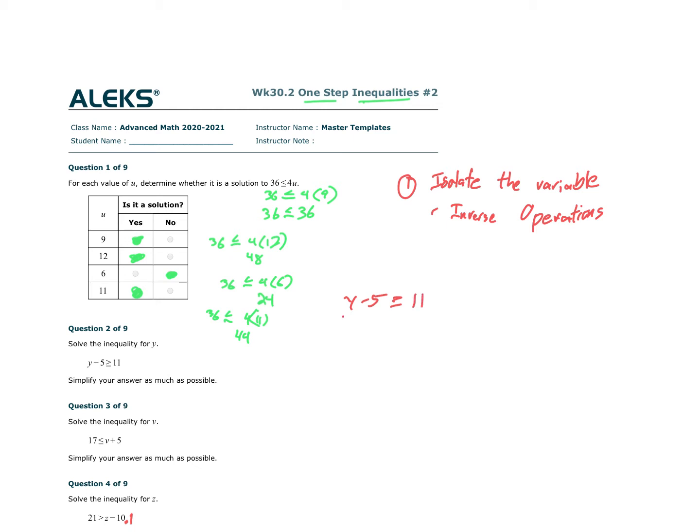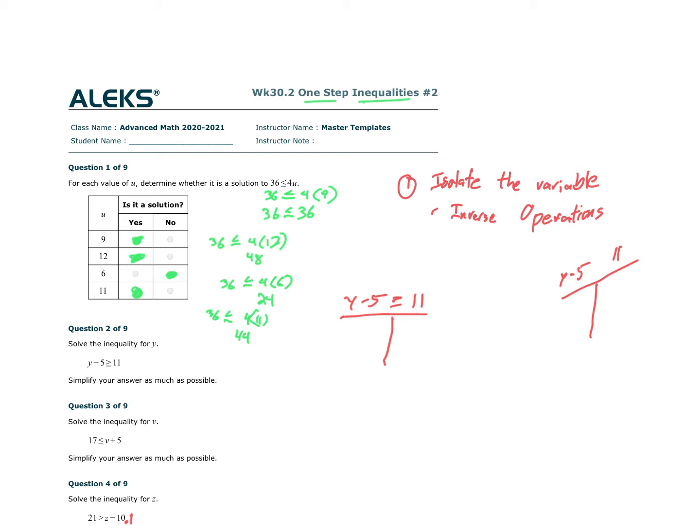So with an equality, remember we drew a balance and both sides balanced. This actually doesn't balance. If this was on a balance, y minus 5, if we think of it like a teeter-totter with the fulcrum here, that's going to be greater than 11. It's going to be unbalanced, but right now we're going to treat it as an equality.